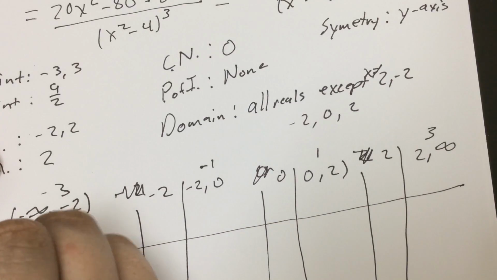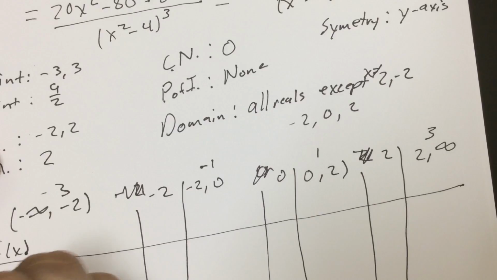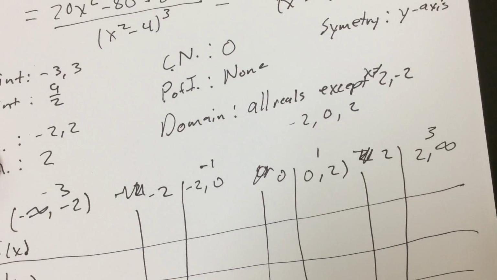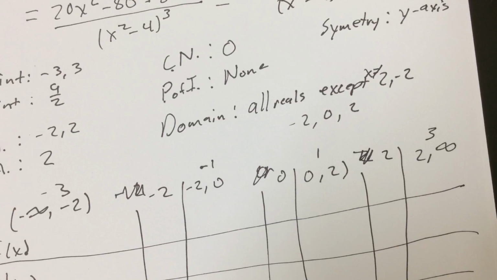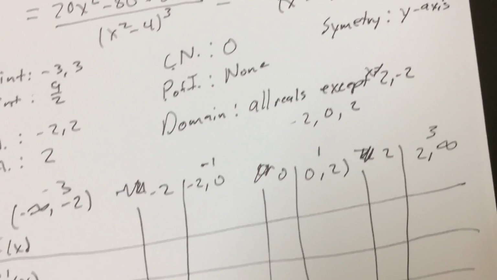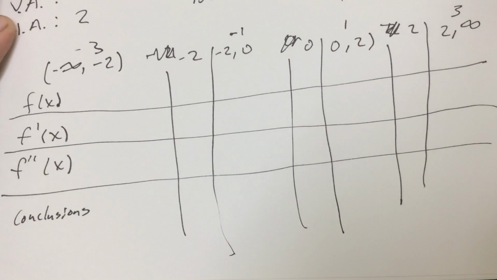So we're going to have f of x, f prime of x, f double prime of x, and then our conclusions. I know it's kind of messed up right now. I'll straighten it out on the next one. I started to run with it, then I was like, wait, nope, I don't want to do that. But it'll be fine. We'll figure it out. So I have my intervals across the top, these across the sides.